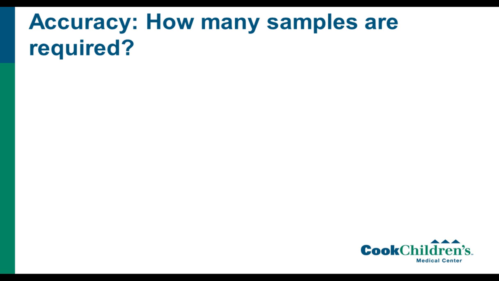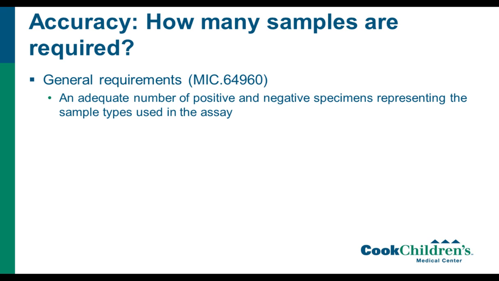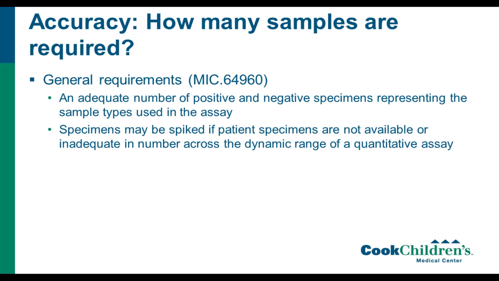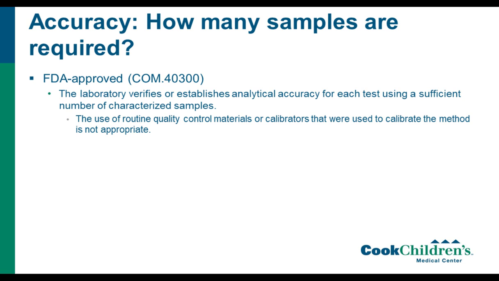So the big question with accuracy always is, how many samples do I have to run? What is required? What's the minimum I can get by with? Some of the standards say kind of more general requirements. One of the micro standards on the CAP checklist says an adequate number of positive and negative specimens representing the sample types used in the assay. So that's not the most helpful. But they do say that specimens may be spiked if patient specimens aren't available or you don't have them spanning the entire range.